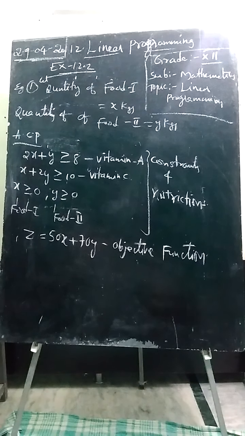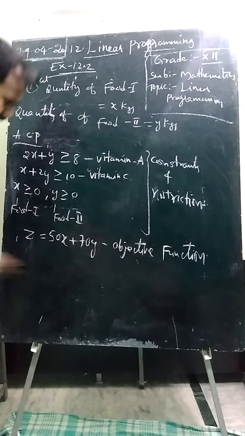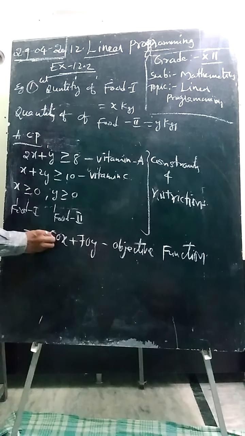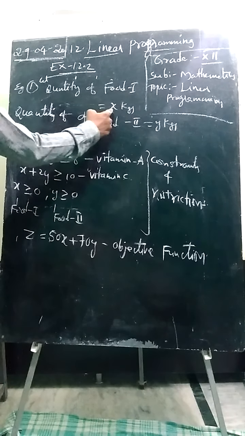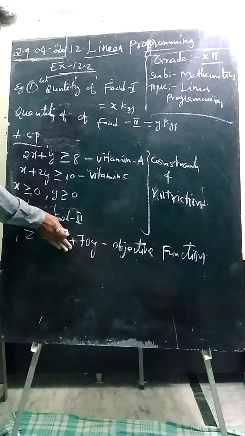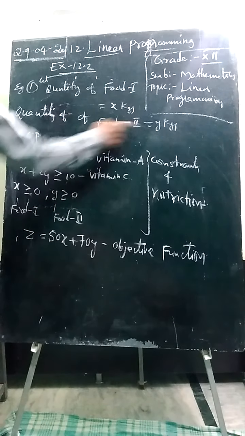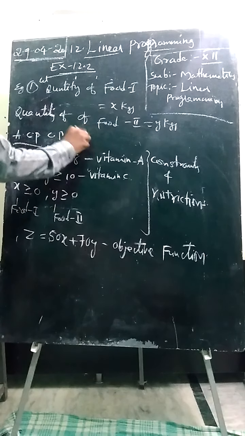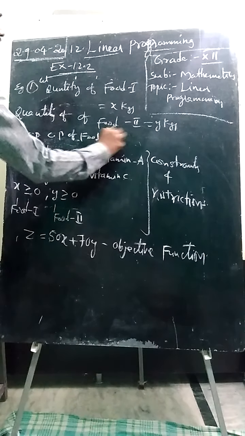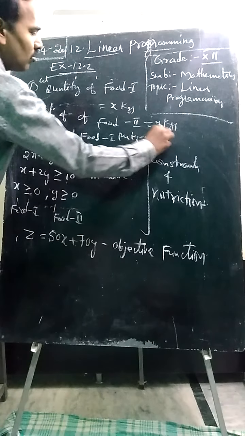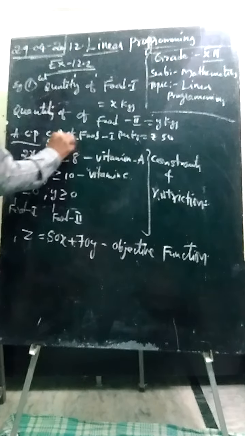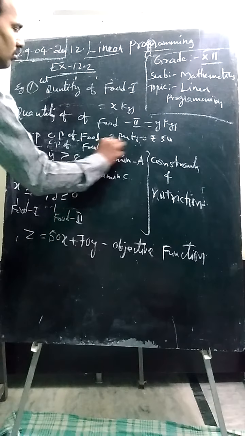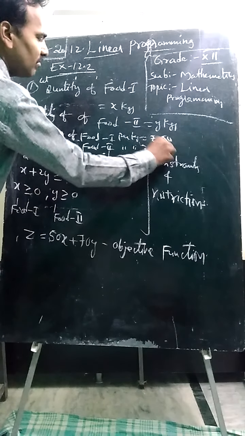But how do we get the objective function? The objective function is nothing but that we have to minimize the cost. According to the problem, the cost price of the first food is 50 rupees per kg, that is why 50 into x, plus the cost price of the second food y is 70 rupees. So the cost price of food 1 per kg is rupees 50, and the cost price of food 2 per kg is rupees 70.